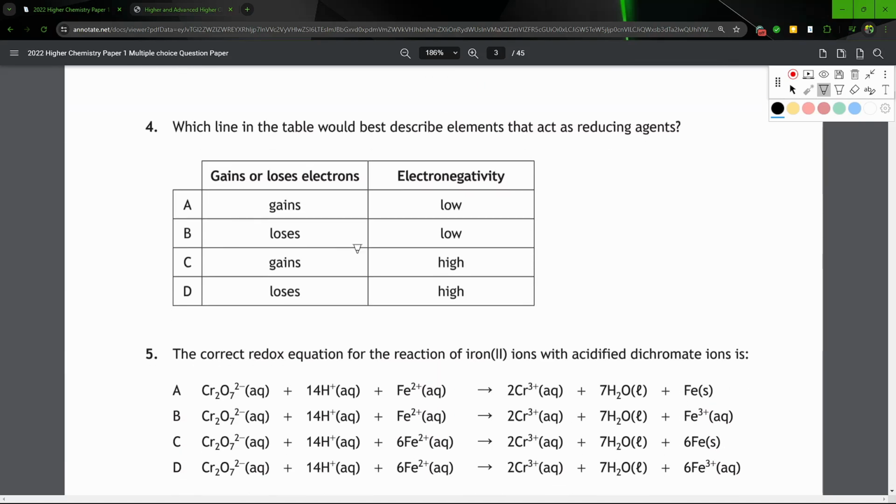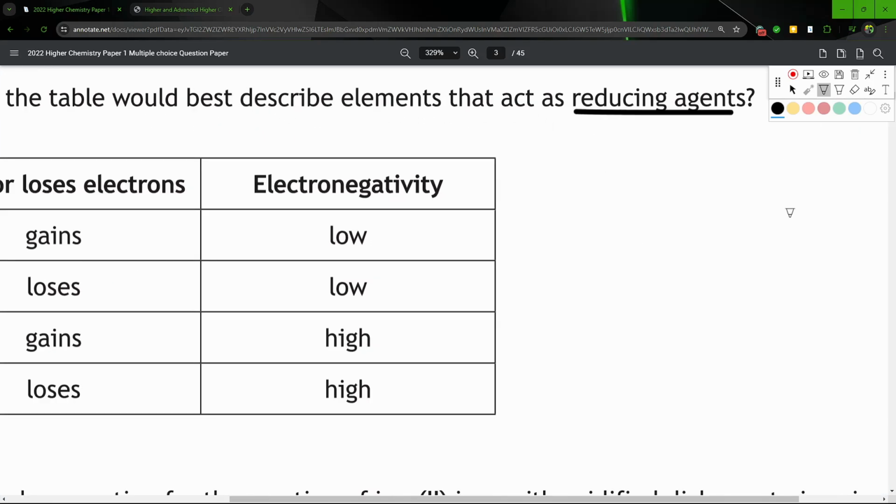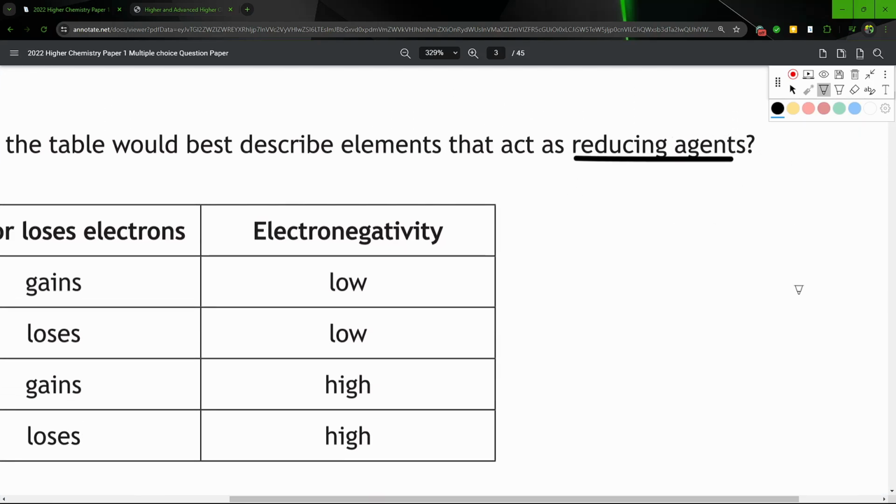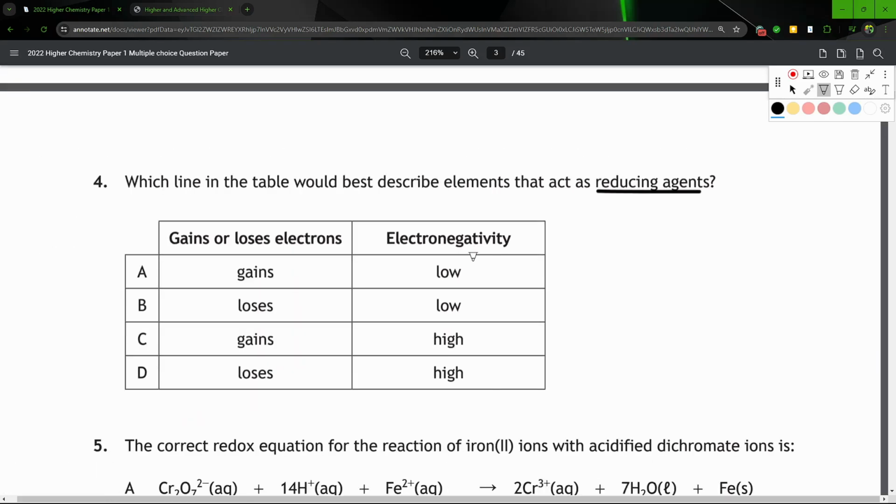Complete the circle. Which line in the table would best describe elements that act as reducing agents? So remember, reducing agents want to reduce other molecules. That means they want to give away electrons, so they want to become oxidized themselves. And remember, oxidation is loss, reduction is gain. So, OIL RIG, that means it wants to lose electrons. So we can already get rid of A and C.